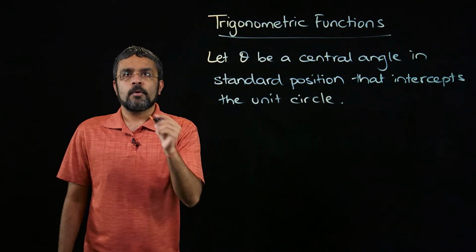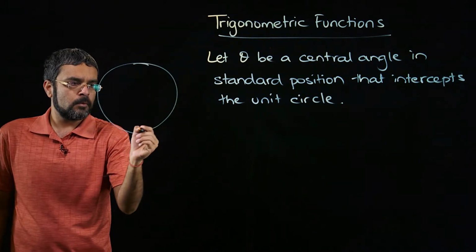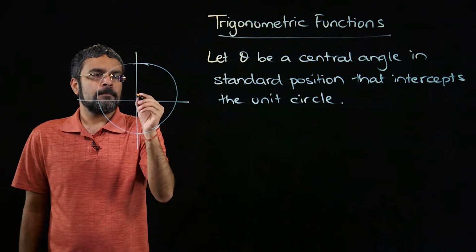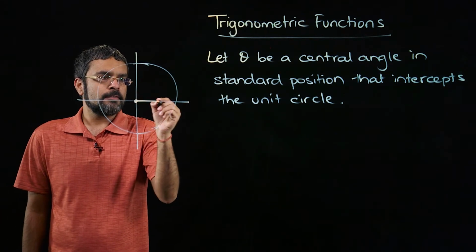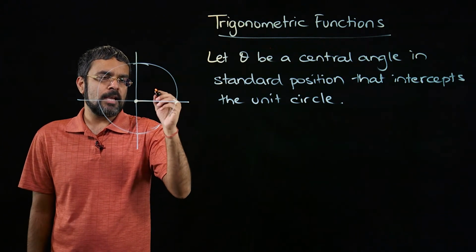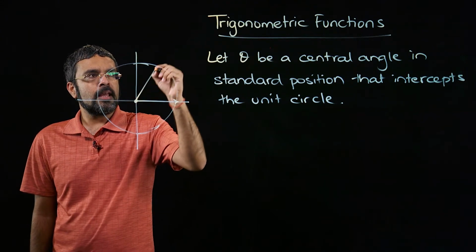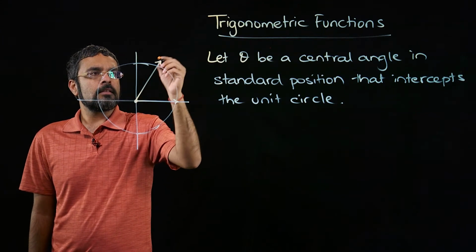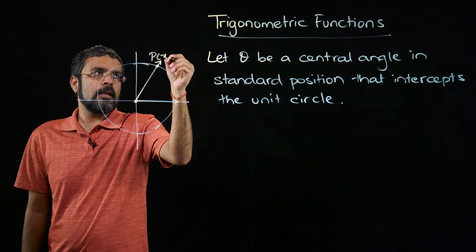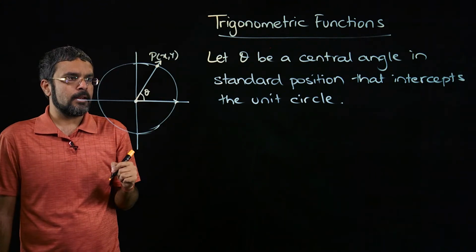Okay, so I'm going to draw that here. We have our unit circle. Okay, and I have some angle theta, and it's in standard position, which means my initial side is on the positive x-axis, the vertex is at the origin, and then this is the terminal side. Okay, so let's call this point P(x, y). Okay, and this is my angle theta.